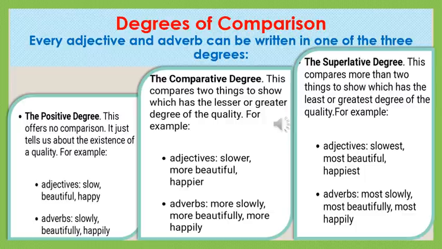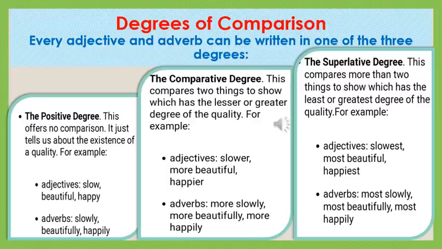Let us see one by one: the positive degree, the comparative degree, and the superlative degree. The first one is the positive degree. This offers no comparison. It just tells us about the existence of a quality. There is no comparison done here. Just we are telling the existence of a quality. That is all that happens here.